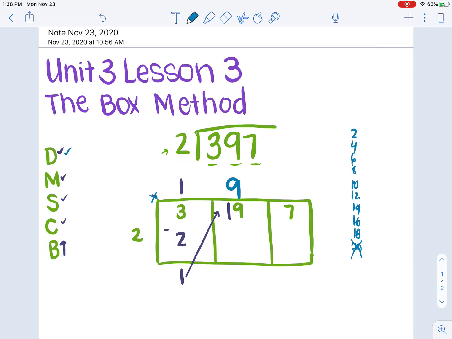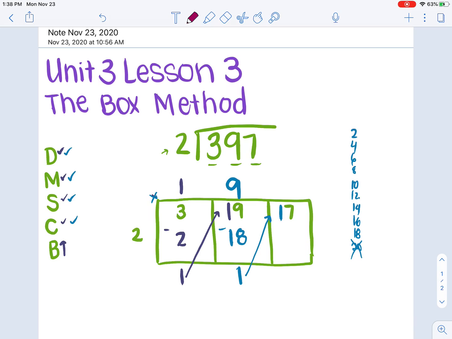Then I'm going to multiply. 2 times 9 is 18. Next, I'm going to subtract. 19 minus 18 is 1. Then I'm going to check. Is 1 smaller than 2? Yep, we're good to go. Now instead of bringing down, we're going to bring up. My 7 becomes a 17. Then we're going to start the process over again.